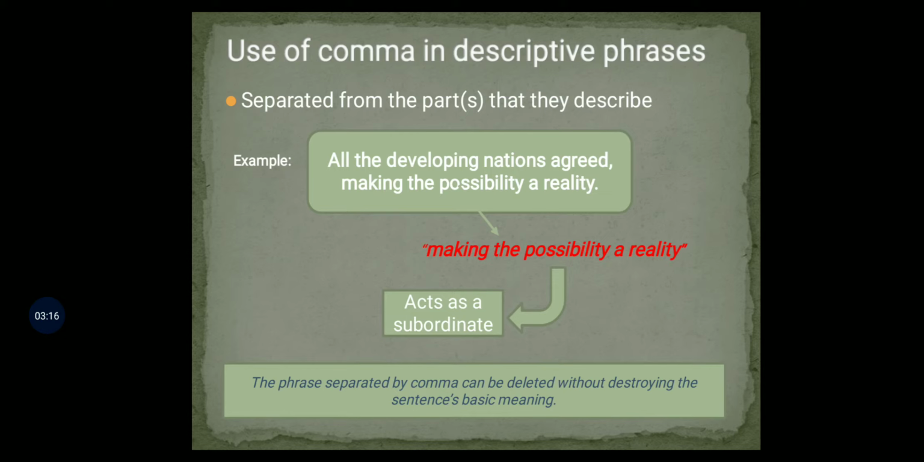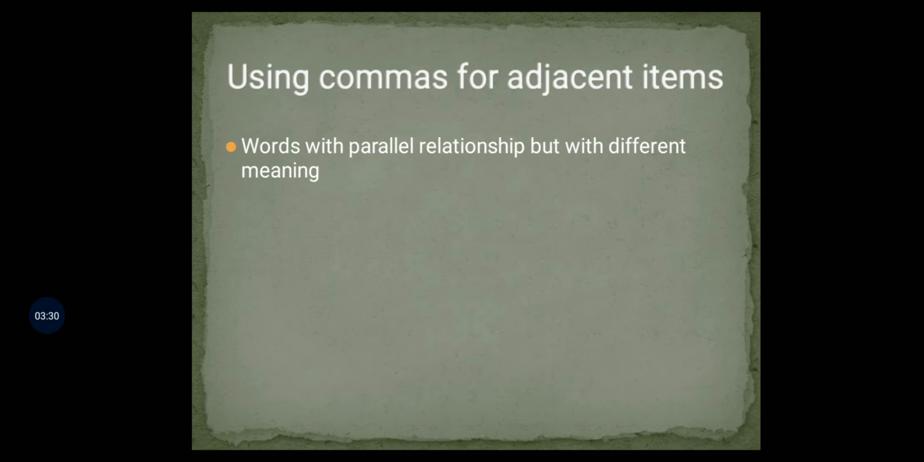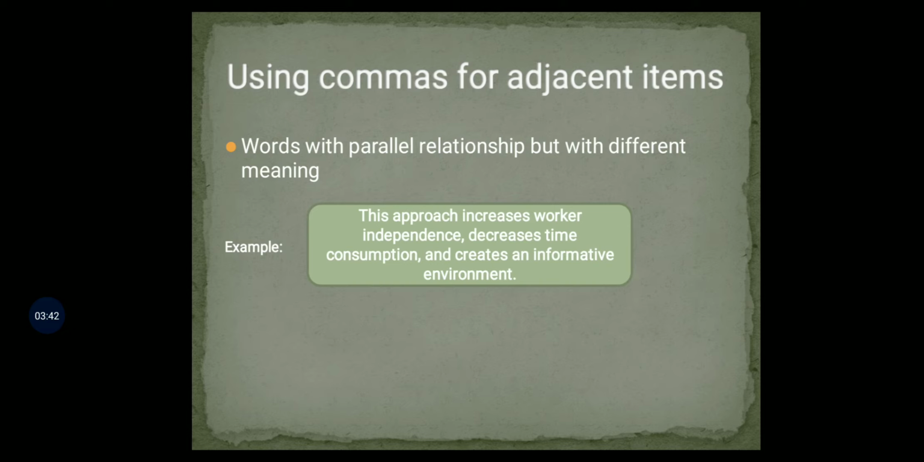So even in such cases, that is when you come across this particular rule, removing a phrase after the comma does not destroy the meaning or the impact of the primary sentence. Let's look at the third rule here, that is insertion of commas when we are talking about adjacent items. These items have a parallel relationship with each other but are still different in meaning. We can understand this better through an example.